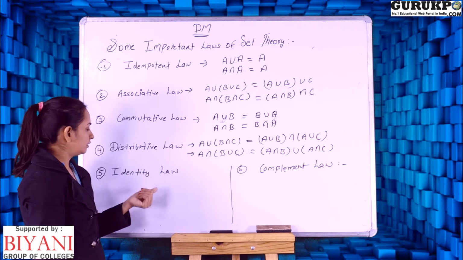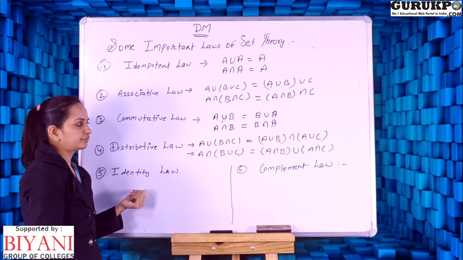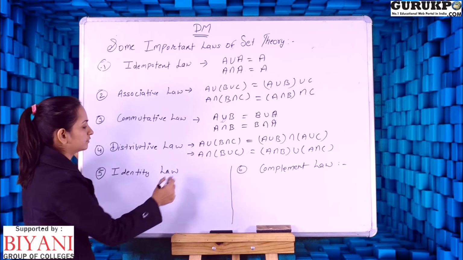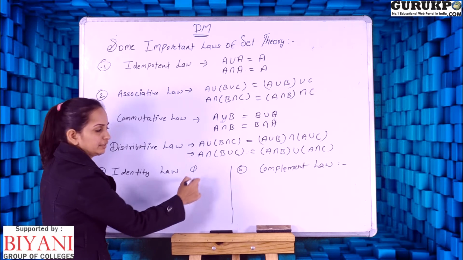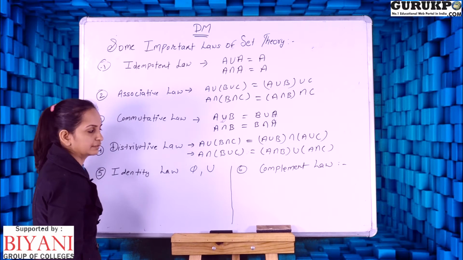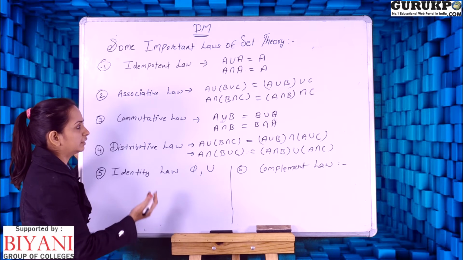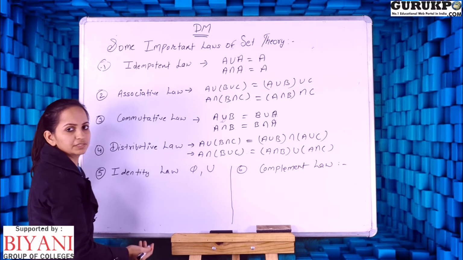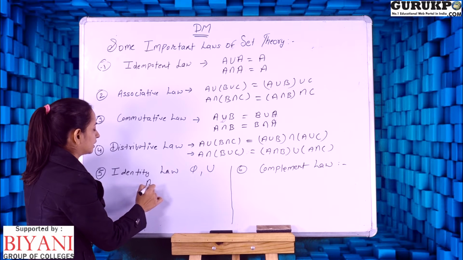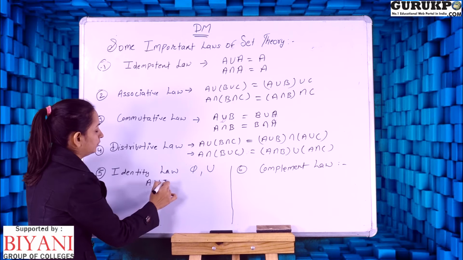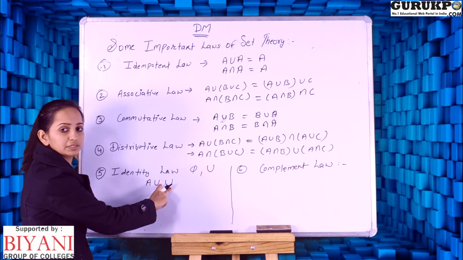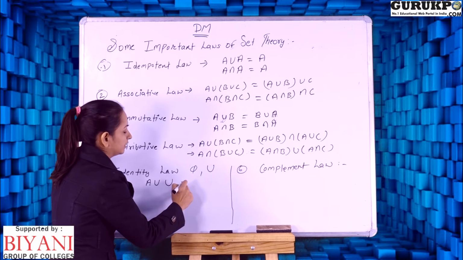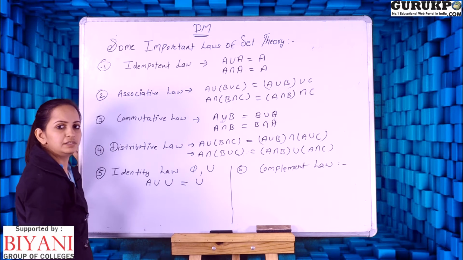Okay. And the next law is called the identity law. What is the identity law? We have two special sets. One is phi, that is the null set, and the other is U, that is the universal set. So if I apply the union and intersection operations with phi and the universal set, what will be the answer? For example, if I take A union U, where U is the universal set and A is my set, and I take the union of these two, what will I get? I will get the universal set.